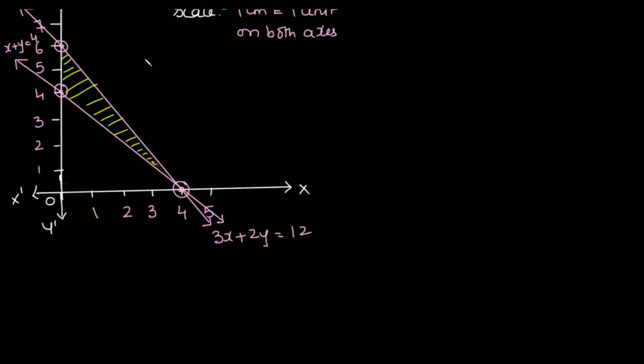Now we can name this region. In this case, origin is not a part of the region, and therefore we can simply name it as ABC. A, this is B, and this is C. So ABC, a bounded region, is the feasible region, of course, which has been shaded.